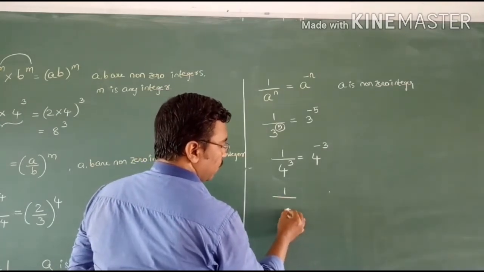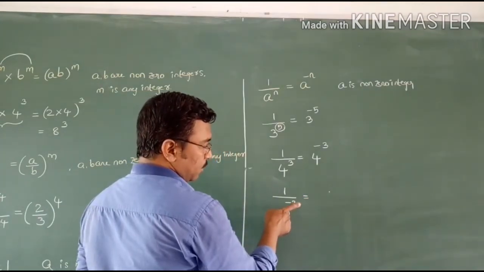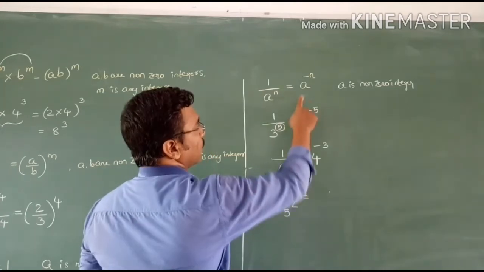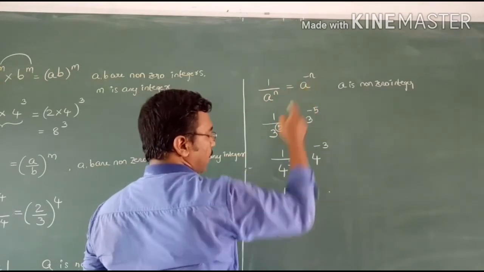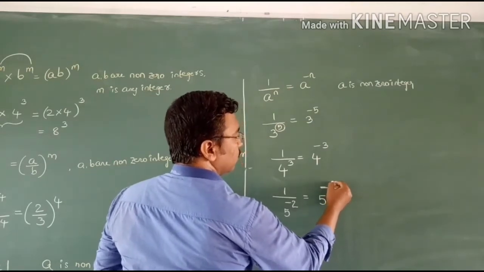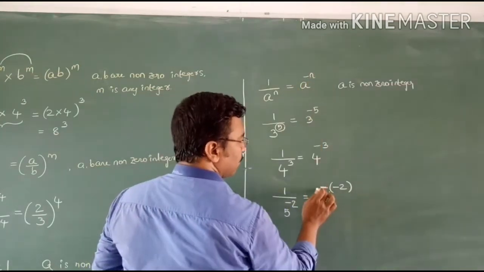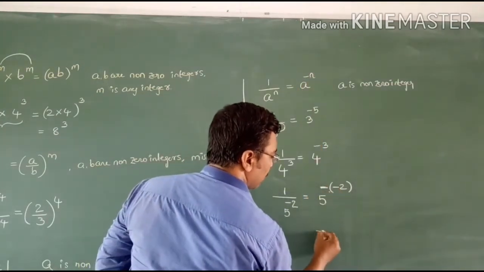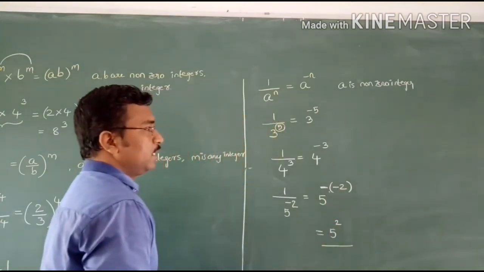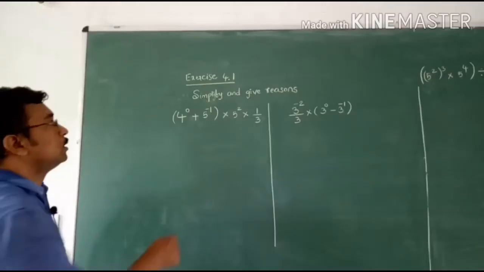See here, 5 power minus 2. Here in the denominator, the exponent is a negative integer, minus 2. So when it comes to the numerator, as per our law, 1 by a power n is equal to a power minus n. So see what happens, 5 power minus of minus 2. What is n here? Minus 2. So what is the law? A power minus n, minus into minus plus, 5 power plus 2, 5 power 2. So we can write the laws of exponents, and the examples are like this.